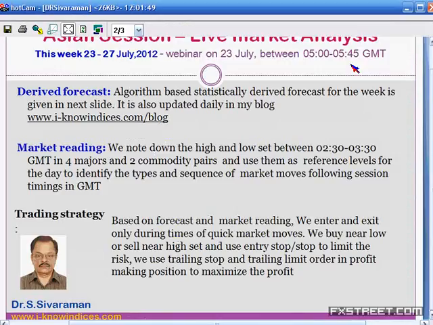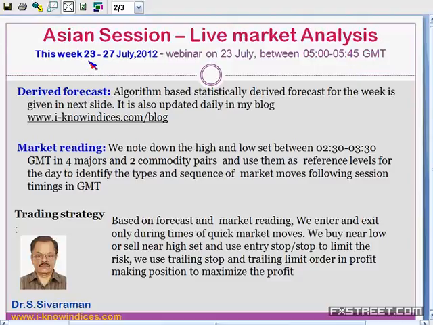Asian session live market analysis on 23rd of July between 5 and 5:45 GMT. We will review how exactly the market would behave during this last week of the month, 23rd to 27th of July. So there are three components, as I explained many times: the derived forecast is one, the second is market reading, the third is the trading strategy. Now this is the time that the market is making extreme moves, so we have to necessarily use the market reading and the trading strategy to limit the risk and maximize the profit.